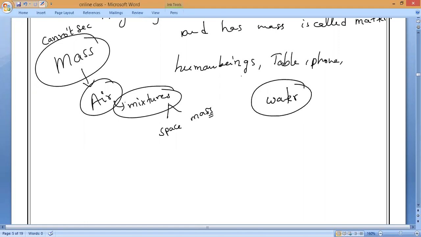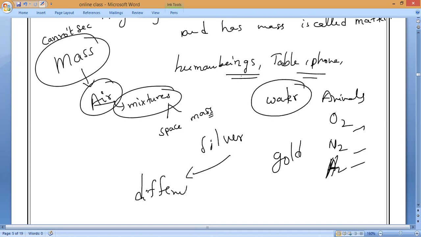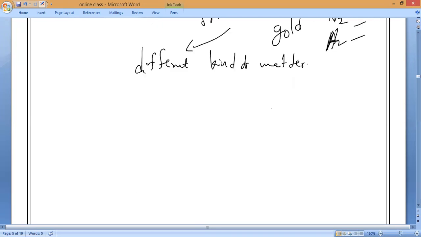So if you take everything, the air, human beings, table, animals, oxygen, nitrogen gas, hydrogen gas, gold, silver, everything is called different matter. Is it yes or no, guys? Yes, sir. Different kinds of matter. Okay, this chapter is fully theory, a little bit at the start. Later I'll try to make it interesting for you people. So you have to learn now.